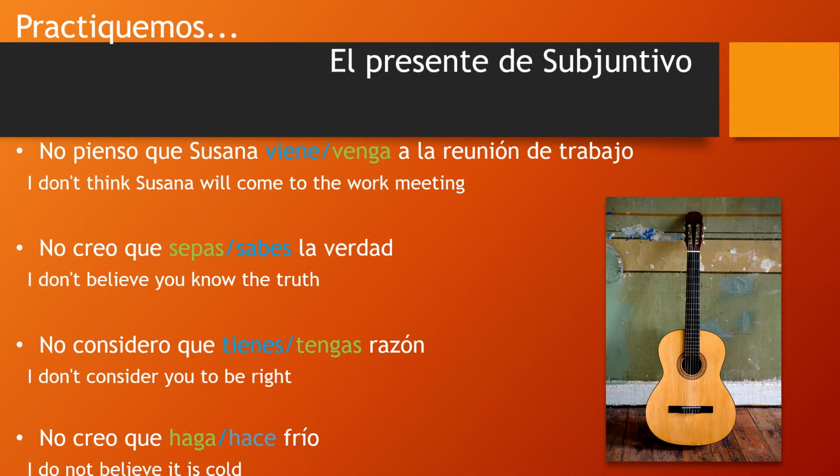And same for the last one, really. It always conveys that we're open to possibility. The future is possibility, right? That's why we use the subjunctive. We want to make it clear in the language. No creo que haga frío. I don't believe it's cold, but I'm not sure. Let's go outside and look. Okay.